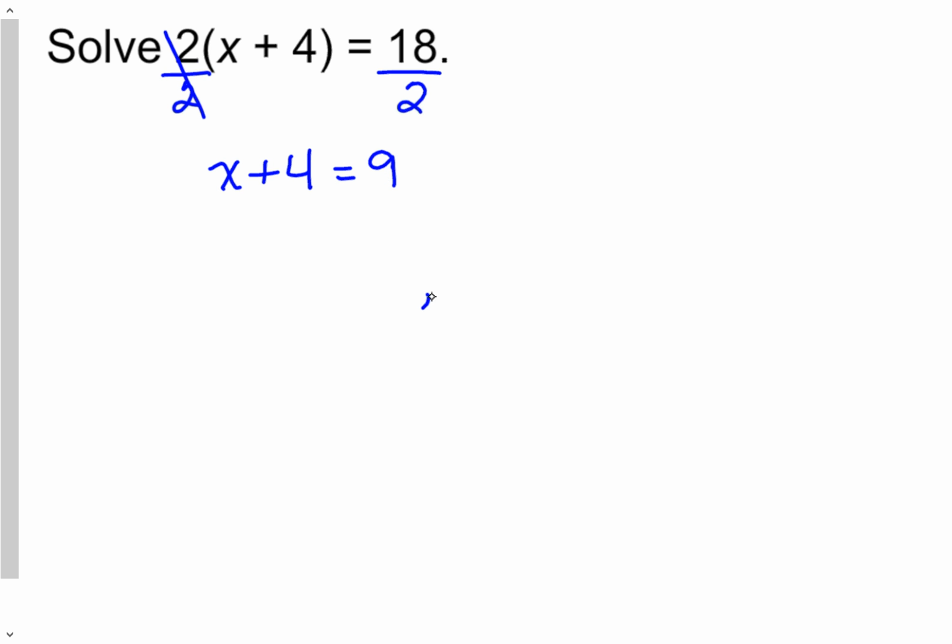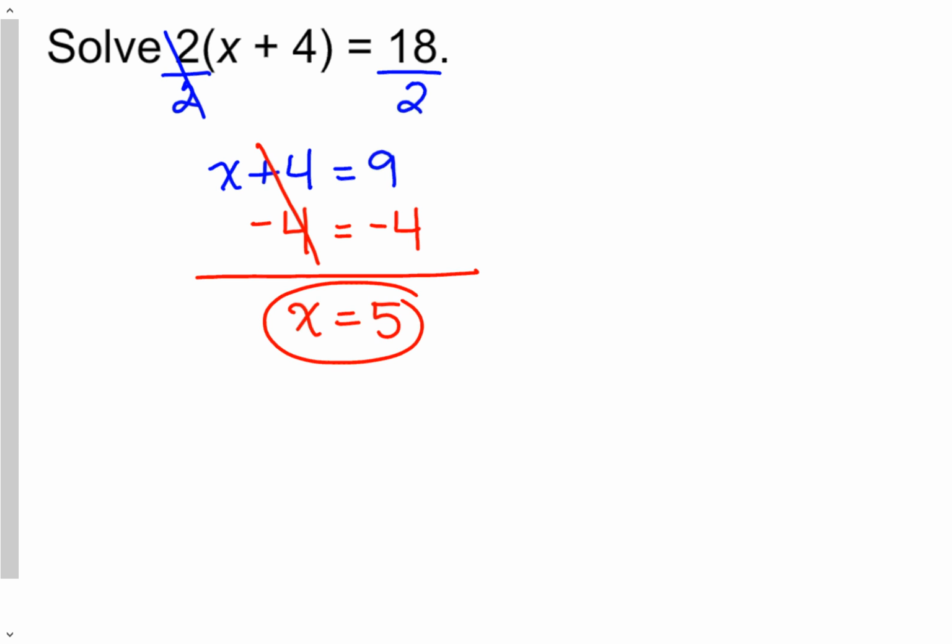Okay, so now I have this one-step addition equation. So now I'm just going to undo my plus 4 and subtract 4 on both sides of the equation. Okay, and then 4 minus 4 cancels out to 0. So on the left, I'm equal to x, and on the right, I have x equaling 5.